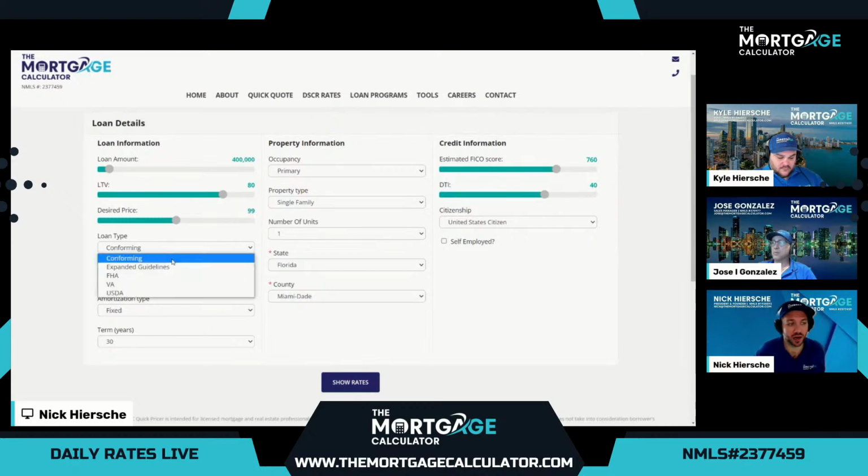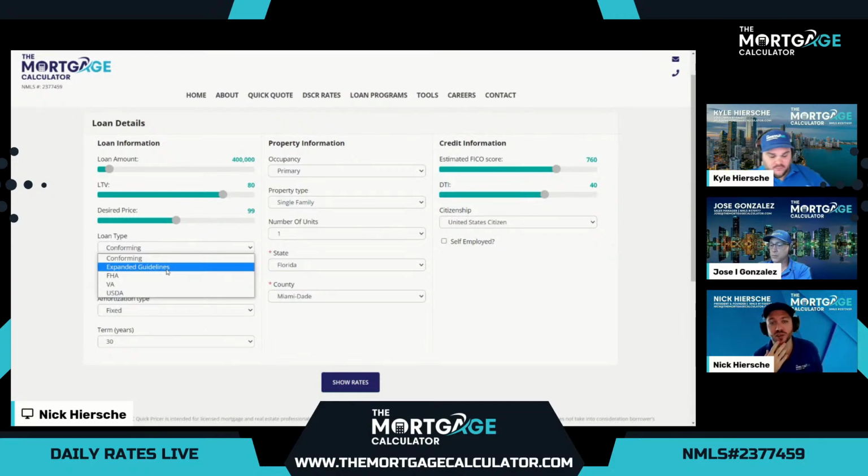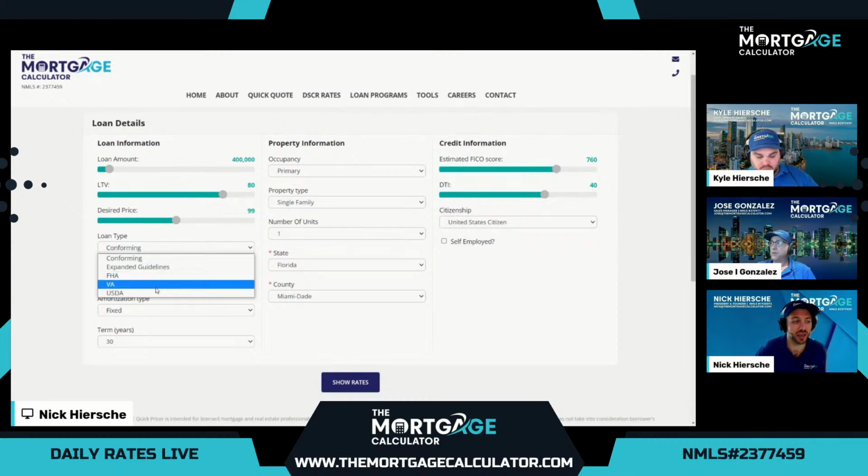And we're going to compare our conforming conventional programs for a primary home with our FHA programs. And then we'll go into our non-QM expanded guideline programs where we have over 5,000 loan programs now. We just added a few hundred just this morning under our expanded guidelines with alternative income documentation. And that will be our deep dive topic for today as Jose goes into a very specific set of our alternative income programs. We also have VA and USDA.